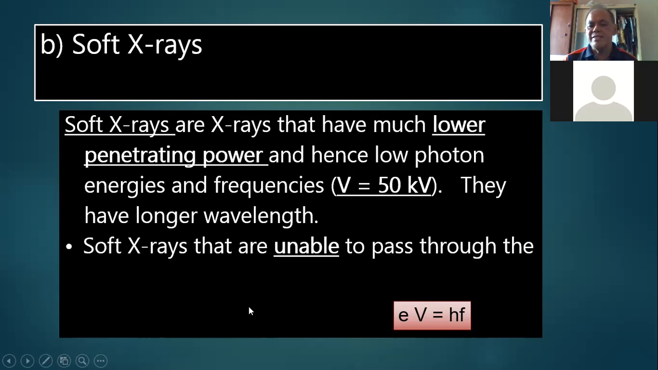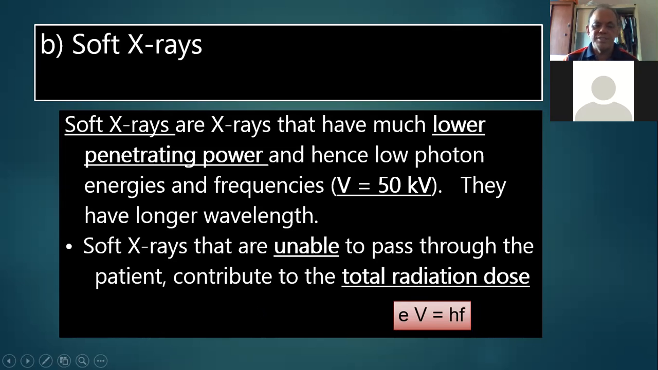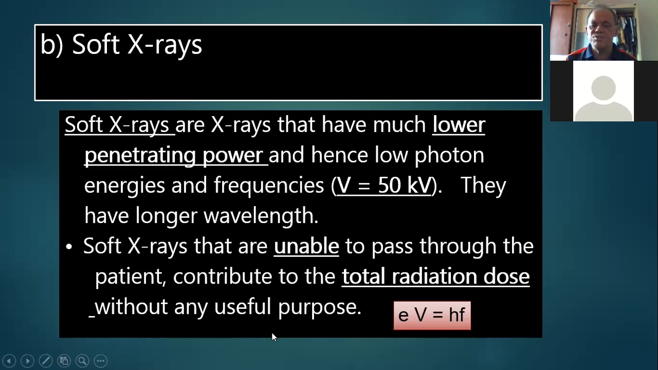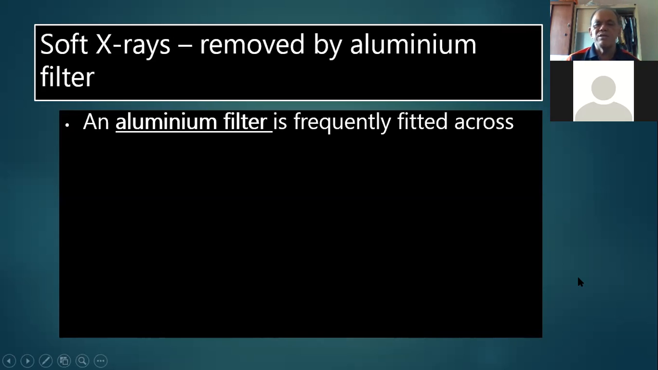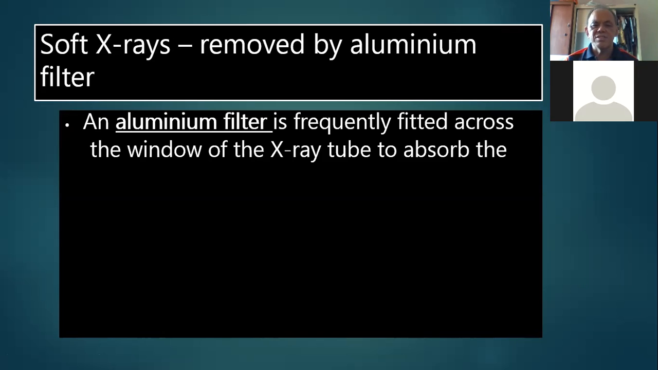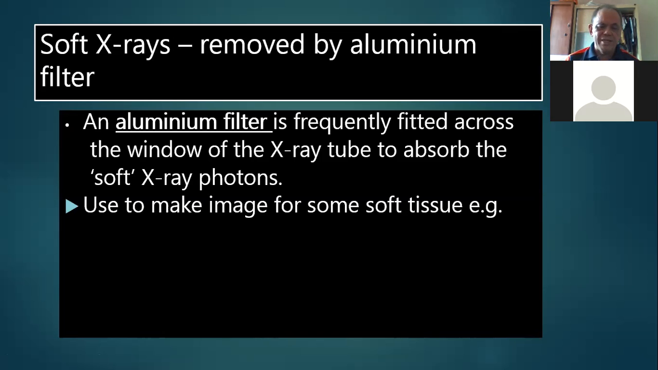So soft X-ray, unable to pass through the patient, contribute to the total radiation dose without any useful purpose. No useful purpose. They contribute to heating the body, and that's why we don't want them. We want to avoid them, because X-ray, we will learn, is ionizing radiation. So usually the soft X-ray we remove by an aluminum filter, fitted across the window of the X-ray to absorb the X-ray photons. But it's of use if we are interested in tumor and soft tissue.